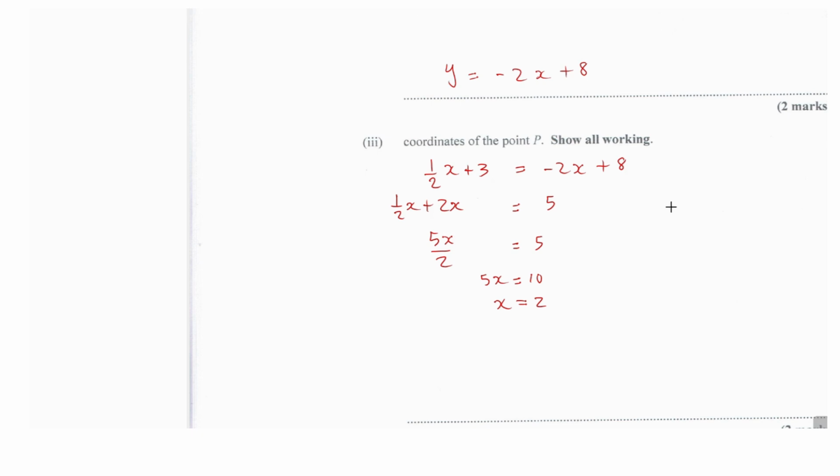So we know that y is equal to minus 2x, x is 2, plus 8. Minus 2 times 2, so that's minus 4, plus 8, so that's going to be 4. So the coordinate of P is x is 2 and y is 4.